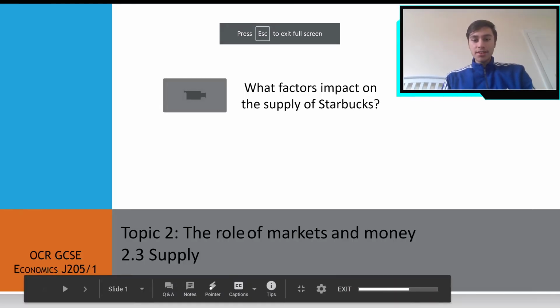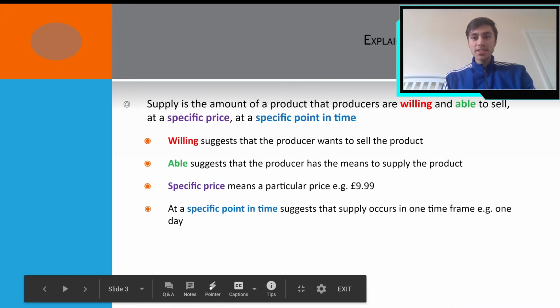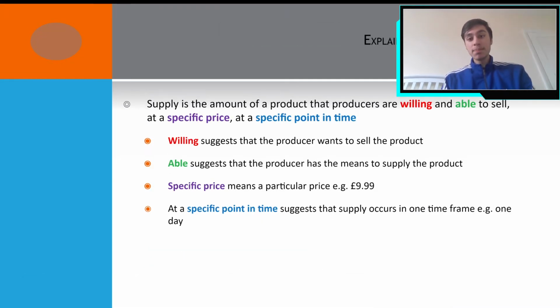So first of all, we need to understand what supply actually is. Supply is the amount of a product that producers are willing and able to sell. Again, willing and able are the keywords. You would have been told that in your economics class as well. Producers need to be willing to produce it and they should be able to produce it, so they have enough means to supply the product.